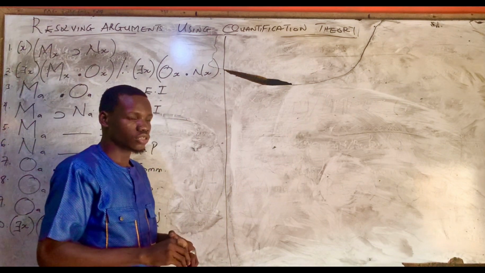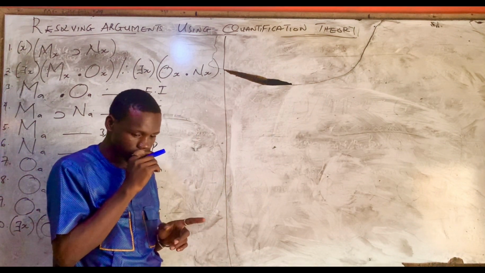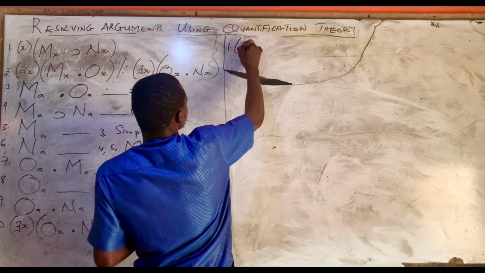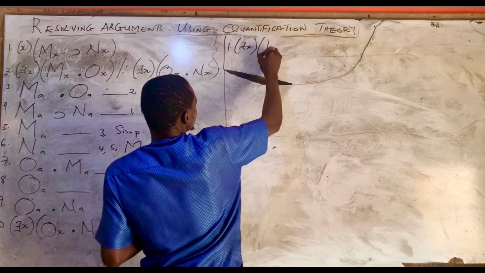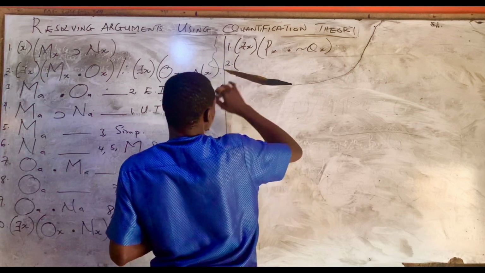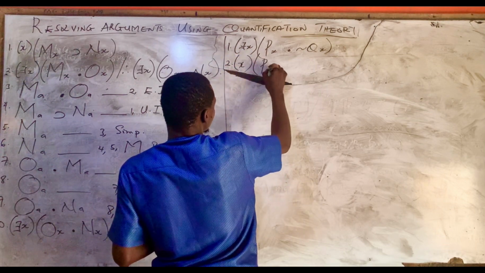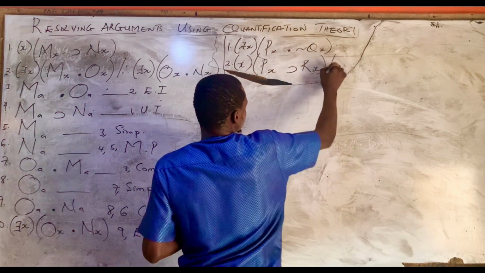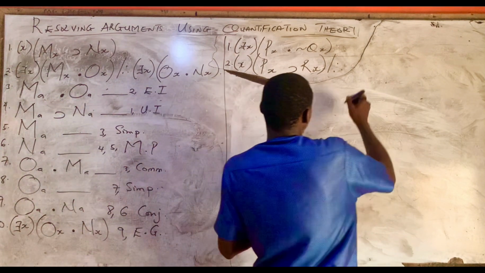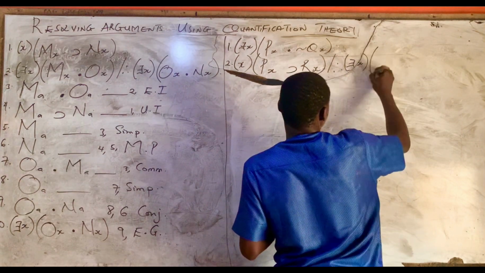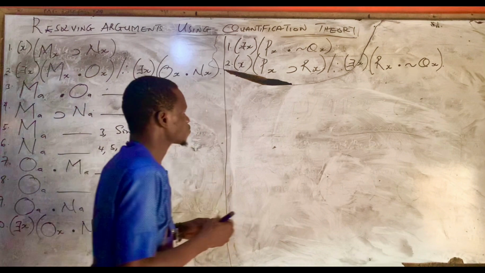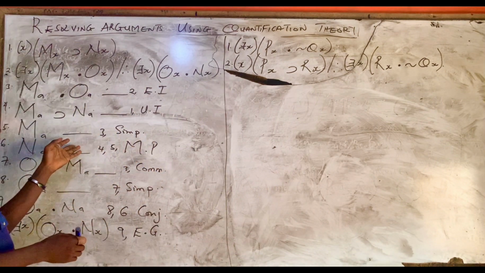Now, another example. Supposing we have: 1. Px and not Qx. 2. Px implies Rx. Therefore, Rx and not Qx. The same steps that we used to get this are what we are going to use here.